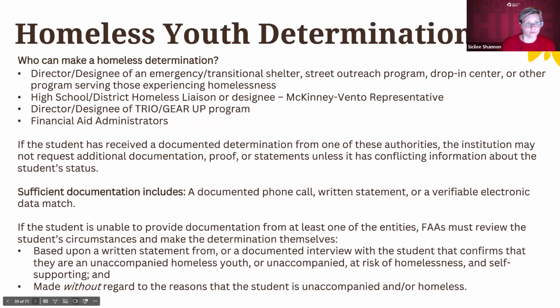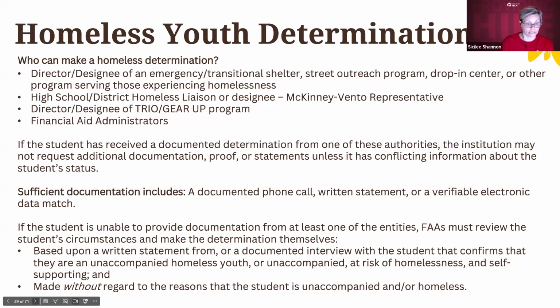And then of course you can always reach out to your financial aid administrators at your school and discuss your status with them to help get that determination. If you, the student, have received a documented determination from one of those authorities mentioned above, the institution may not request additional documentation, proof, or statements unless information is conflicting about the student's data. So it will be up to the school to go through what you've provided and make sure that everything aligns so they can take you out of that provisional status.